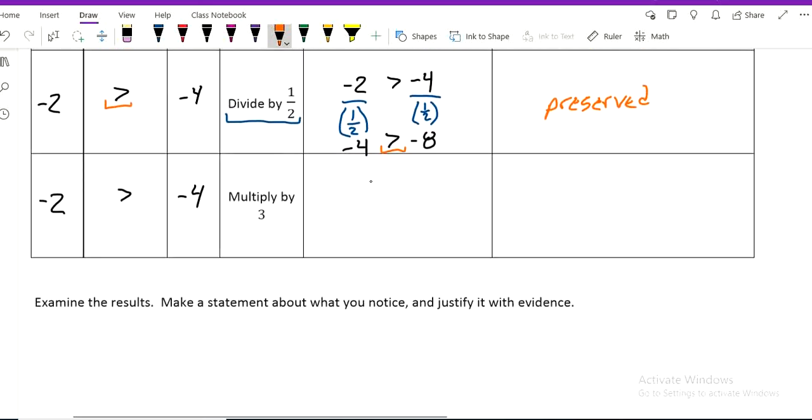All right, I would like you to try this one. Answer the following question. All right, so here's how you do it. You do -2. We're going to multiply each side by +3.